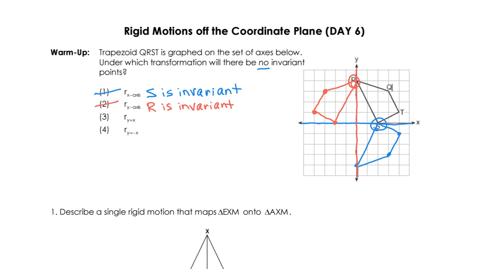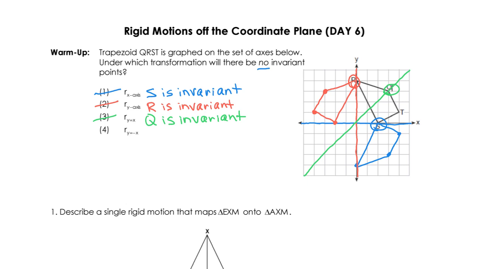So now we can try over the line y equals x. Remember, y equals x is the diagonal line that goes through the origin. And I think you guys can see that because Q is on that line of reflection, Q will be the point that doesn't move, and so Q will be invariant. So I'm thinking it's our last choice here.